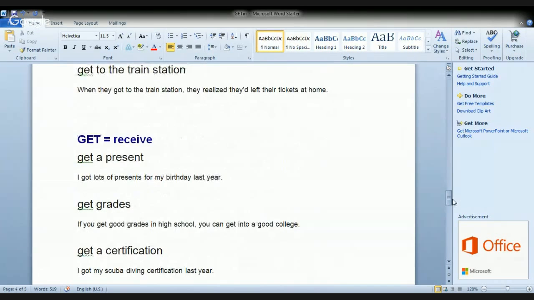To get grades. If you get good grades in high school, you can get into a good college. So if you, for example, work really hard and you earn those grades, you get good grades. To get grades is, how do I explain this? Like at the end of the course, they tell you what kind of grade that you got, if you got an A or a B or a C. Okay, so getting, receiving. But you can receive good grades in college too. Yes, that's true.